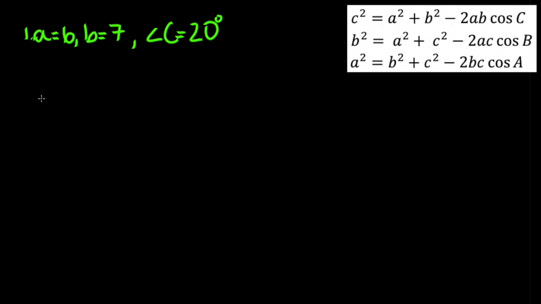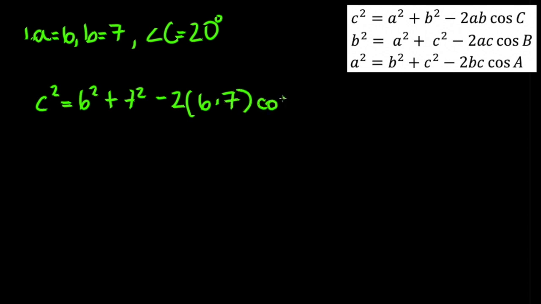solve for C. So we're going to have C squared equals 6 squared plus 7 squared minus 2 times 6 times 7 multiplied by the cosine of 20 degrees. If we put all of that information into our calculator, our answer comes out to approximately 6.06. But we are not done. If you look at the formula, you will see that this equation actually equals C squared.